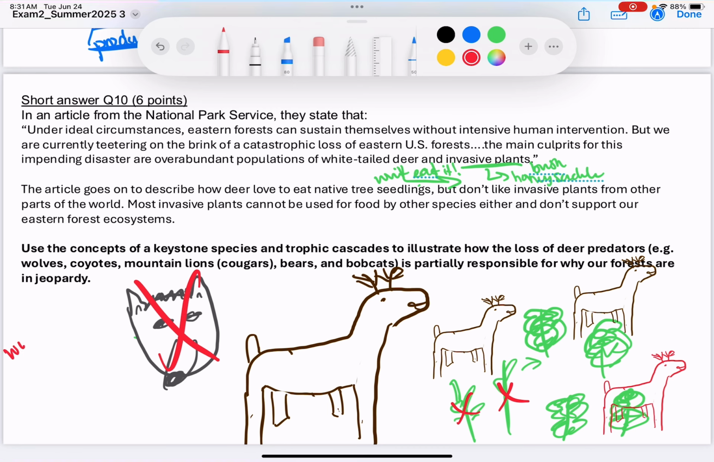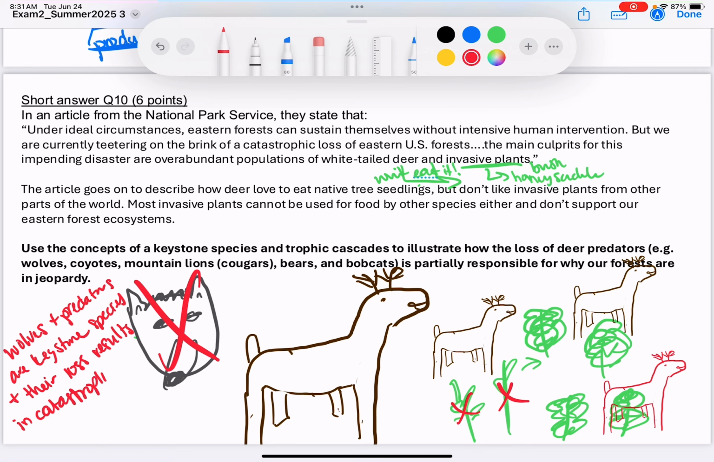So wolves and predators are keystone species, and their loss results in catastrophic trophic cascades that destroy entire ecosystems. Largely because they might keep something else in check, like the deer, okay?